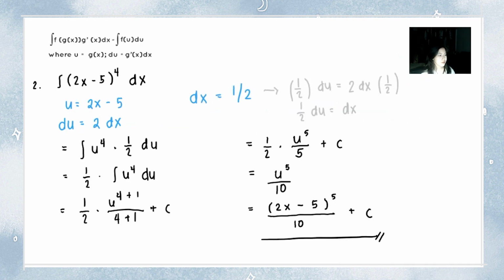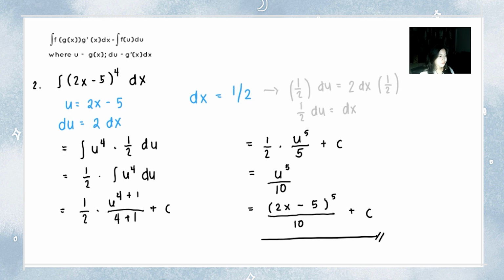Now let's get into the second example: the integral of the quantity 2x minus 5 raised to 4 dx. Again, we have to represent our inner function as u. So u is equal to 2x minus 5. Then we get the derivative of our u. So du is equal to 2 dx. Since we don't see the term 2 dx here in our equation, we have to multiply both sides of du equals 2 dx by the reciprocal of 2, which is 1/2.